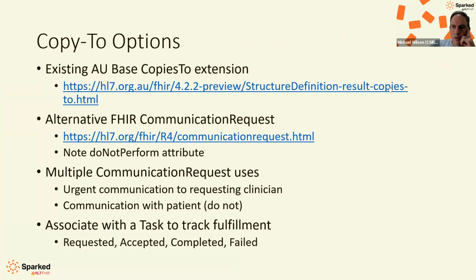So looking at copy 2, there is an AU-based extension currently available where we could use that for copy 2. The alternative to that is using a FHIR communication request. The advantages of using the communication request is there's also a do not perform attribute, and we can also use communication request for urgent communication and communication with patient. Also referencing a task to track fulfillment of the communication request itself.